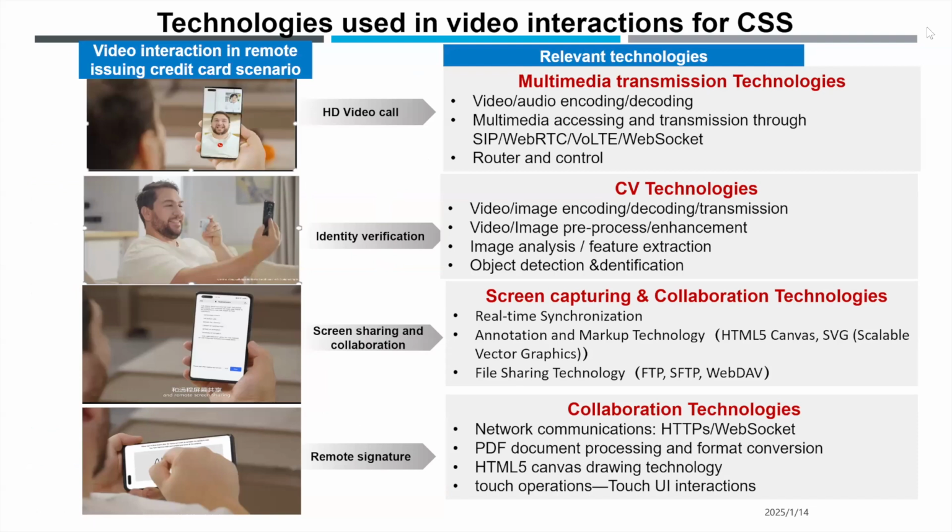These are the technologies used in the first scenario, remotely issuing a credit card. In this scenario, the customer wants to issue a credit card, so he makes a call to the bank. Firstly, the agent takes the call and moves him to a high definition video call, and then they can see each other.